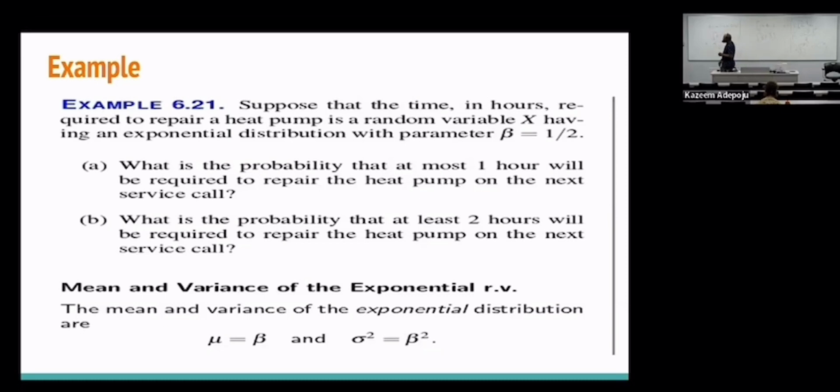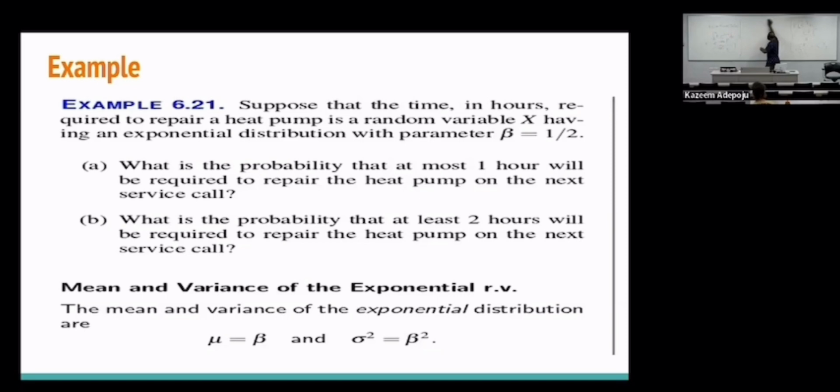Suppose that the time in hours required to repair a heat pump is a random variable x having an exponential distribution with parameter beta equal to 1 over 2. Let me tell you this: when you have an exponential distribution, of course, the parameter is beta, and that beta needs to be known. Here, you've been given it to be 1 over 2. Now, look at the question. What is the probability that at most 1 hour will be required?